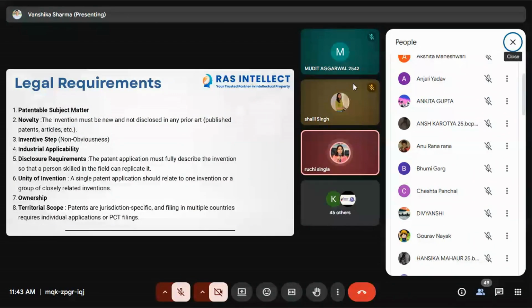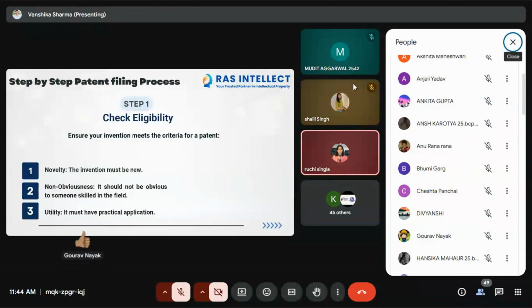Territorial scope: if I am filing a patent in India, I'll get protection for my product only in India. So if I want to launch the same product in the US, then I have to file a patent application in the US as well for protecting my idea. Right? Next slide, please. So, the step-by-step patent filing process.